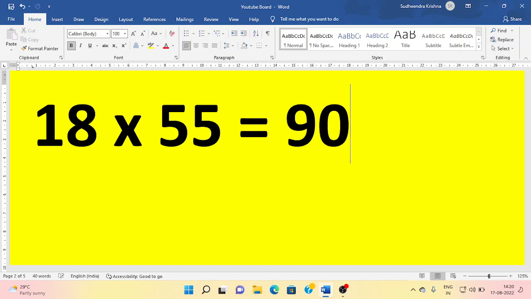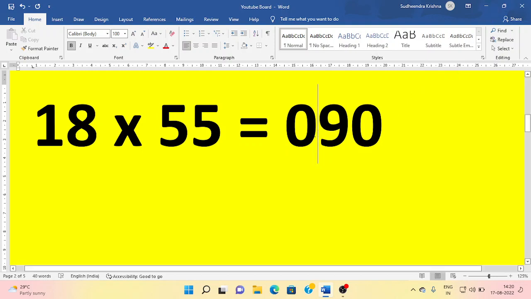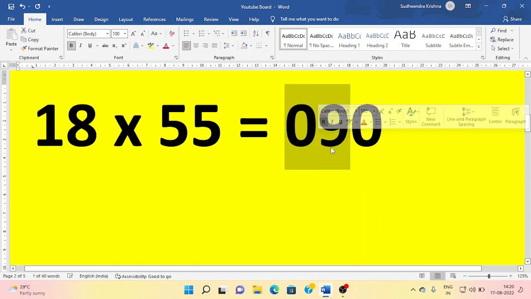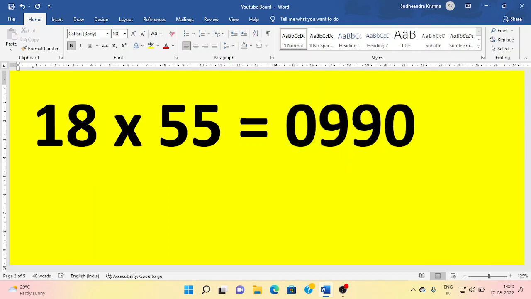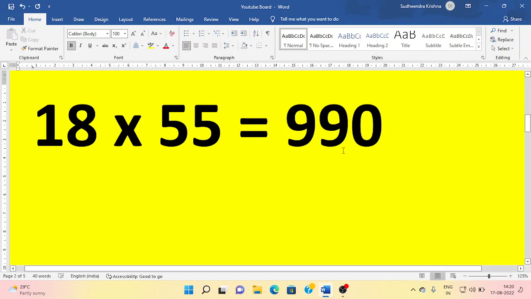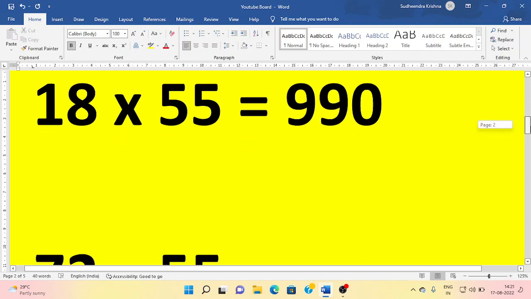So put one 0 on the right side and put one 0 on the left side. Because 9 is a single digit number, whenever you get a single digit number, you put a 0 on the left side. Now you add this 0 and 9. 0 plus 9 is 9. So this is the required answer. So 18 into 55 is equal to 990. It's as simple as this.